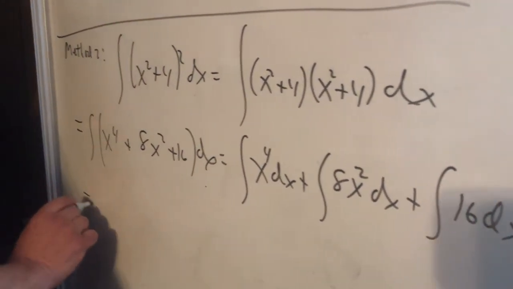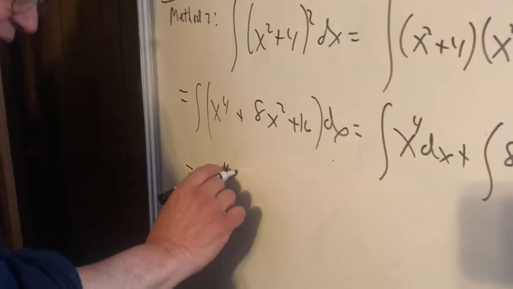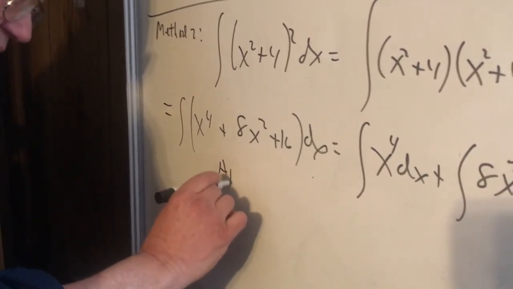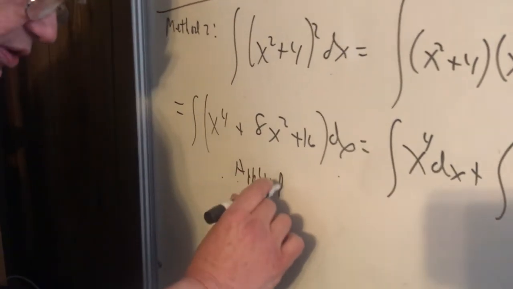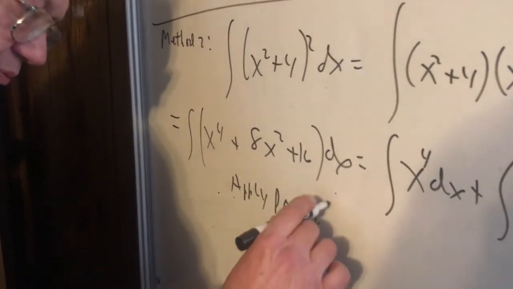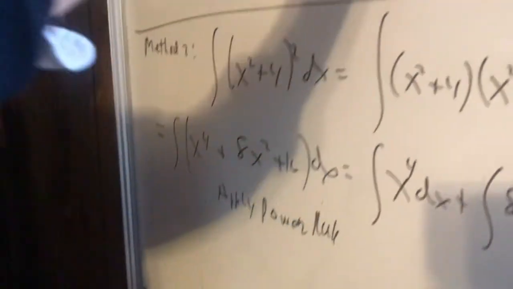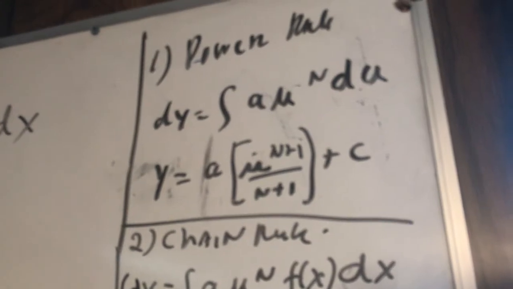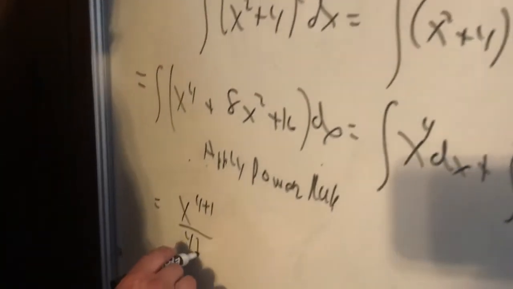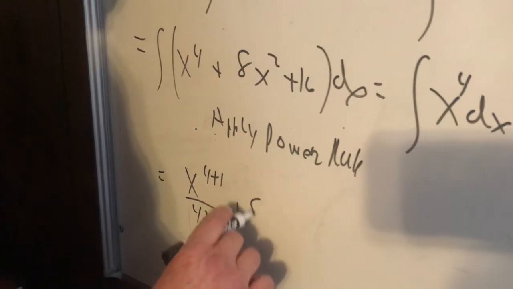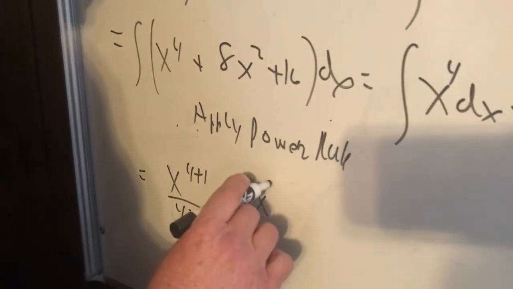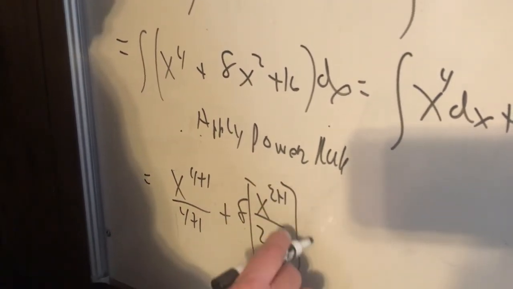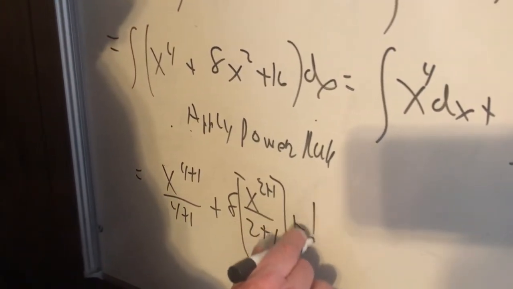So this would become x to the 4 plus 1, the simple power rule. So we're just going to apply the simple power rule, which is right up there on top, the power rule. So that's going to be x to the 4 plus 1 over 4 plus 1, plus 8 x to the 2 plus 1 over 2 plus 1, and this is just plus 16x.